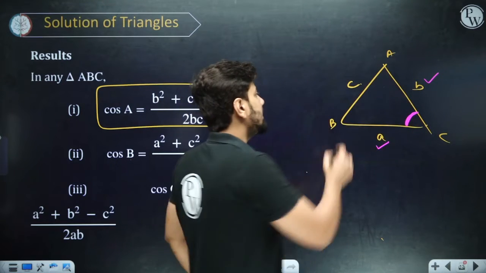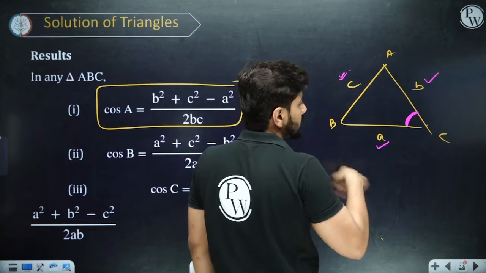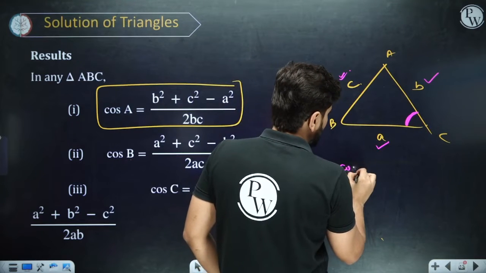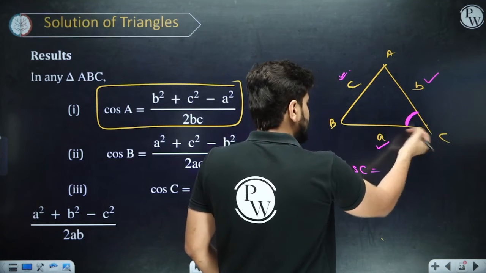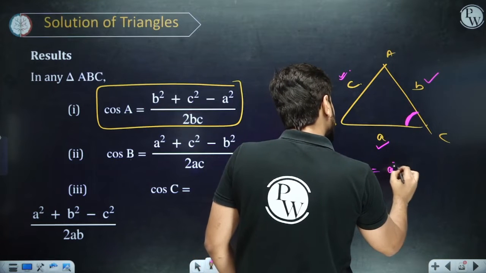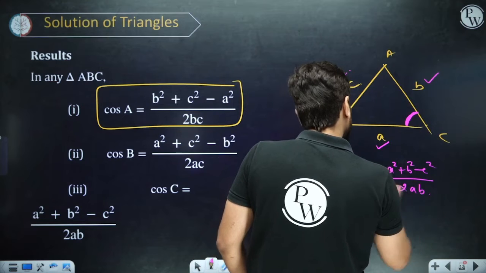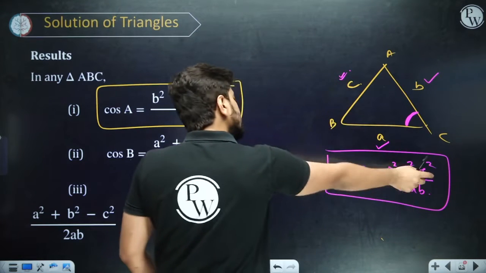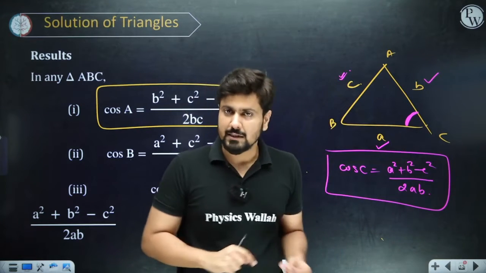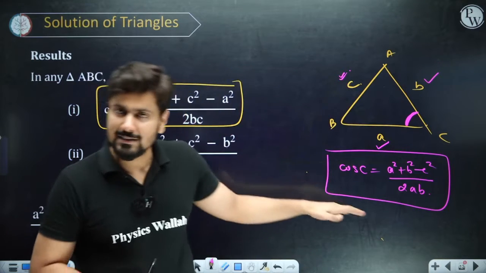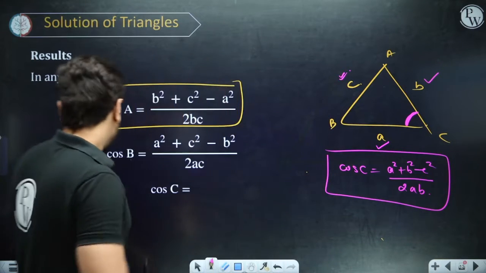So we can easily find the value of the third side by using the formula of cosine C, that cosine C is equal to a square plus b square minus c square upon 2ab. The only unknown over here is this c square term, which we can easily find by putting all these values in this formula. Easy. Moving ahead.